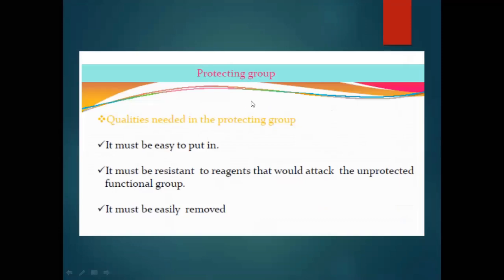And certain qualities need to be present with respect to a protecting group. These three qualities: one, it must be easy to put in, and it must be resistant to reagents that would attack the unprotected functional group. So the reagent you are using as a protecting group should not interfere with the rest of the functional groups. It needs to be specific to the particular site, and it must be easily removed after the end of the reaction.